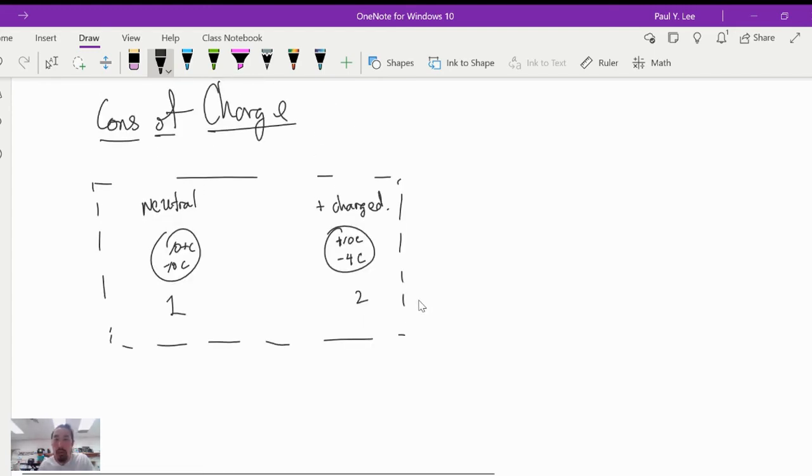And by the way, let's go over the forms of interaction after we do the conservation of charge. For the conservation of charge, we need to make sure that the total number of charges is the same no matter what. We have a total of 20 positive coulombs in the system, and a total of negative 14 coulombs.